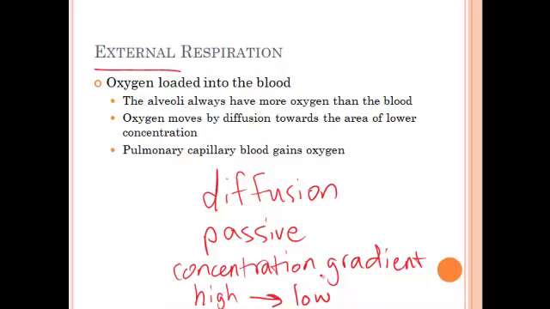CO2 is exactly opposite. As the blood is moving around the body, taking out oxygen, it's gaining CO2. So when the blood gets back to the lungs, there's a high level of CO2, a large concentration of CO2 inside the blood, and there's comparatively very low CO2 inside the lungs because you've just breathed this air in, so CO2 wants to go into the lungs. And that's simply it. That's how external respiration happens. Simple diffusion moving along the concentration gradient.